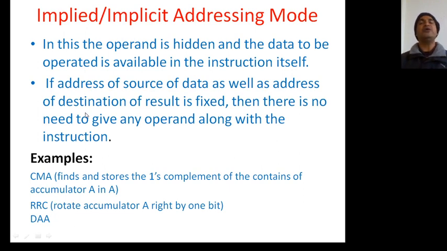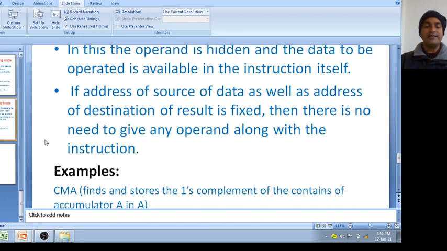So what you can do now is practice. Take any instruction and determine what its addressing mode is, how many memory locations it consumes in memory, or whether it is a 1 byte, 2 byte or 3 byte instruction. That's all about today's lecture.